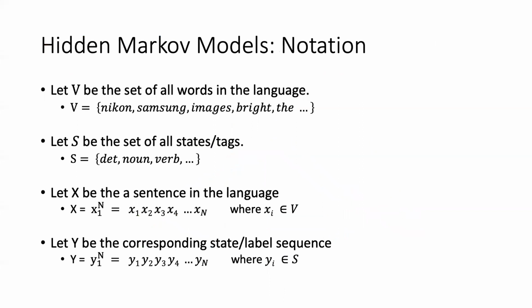Let's establish some notation. Let V be the set of all words in the language. In general, this will be in the order of millions. Let S be the set of all states or tags, and S can be determiner, noun, verb, and all possible POS tags, and much more fine-grained categories can also come in. Let X be a sentence in the language, X1, X2, X3, X4 and so on up to Xn, which represent the words, and Y represents the states or the labels.